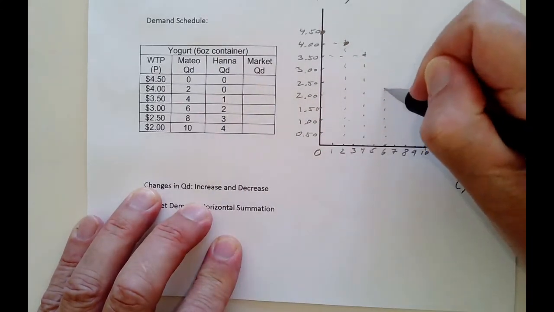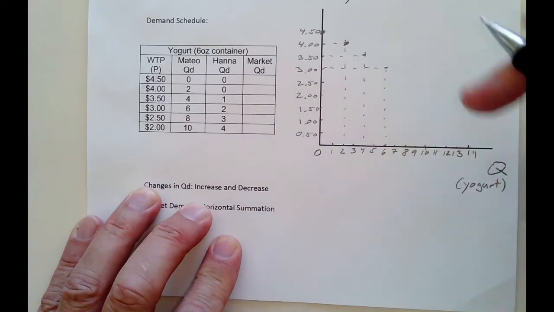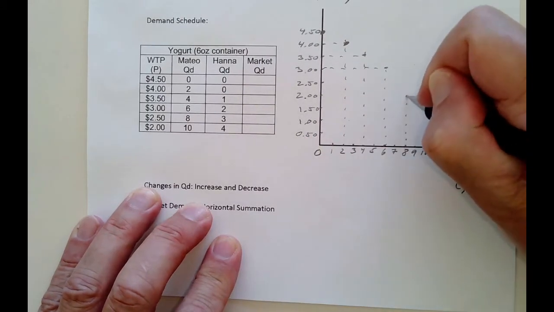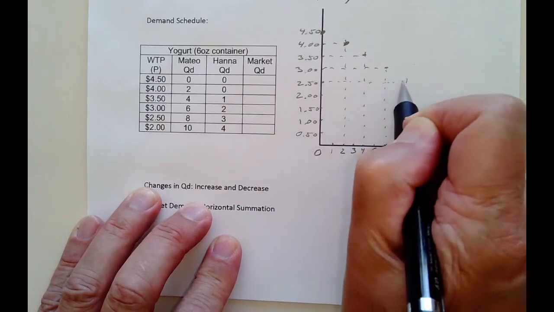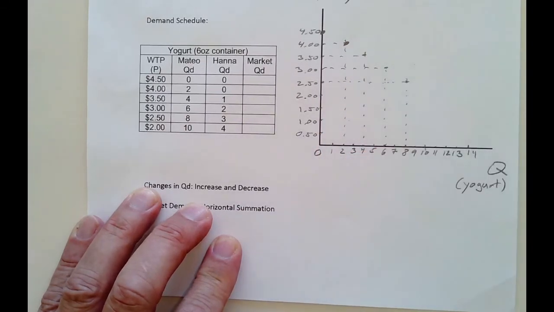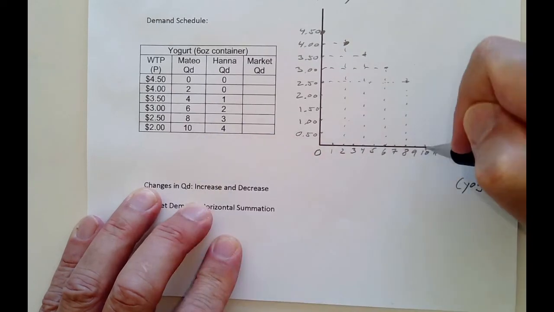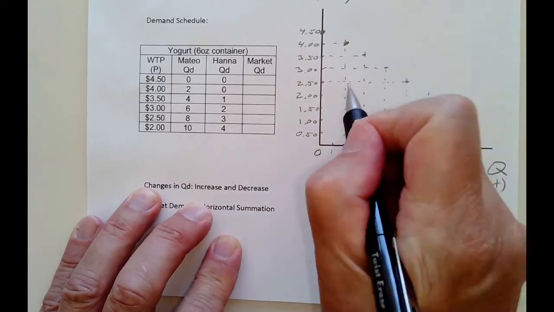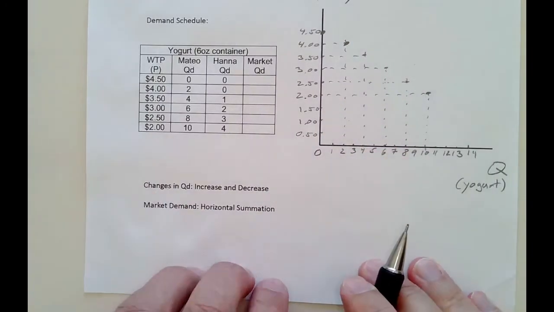Again, all things being equal, ceteris paribus, nothing else changing. At $2.50, Mateo would buy 8. Again, nothing else changes. Mateo's income is the same. Mateo's preference is the same. Prices of other products Mateo could buy are the same. And at $2, Mateo would buy 10. And those points represent Mateo's demand.